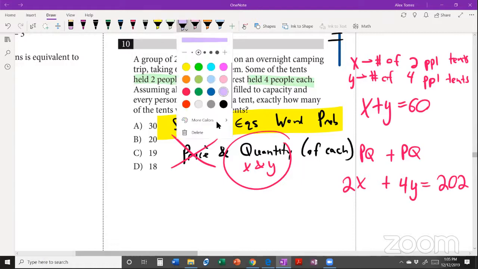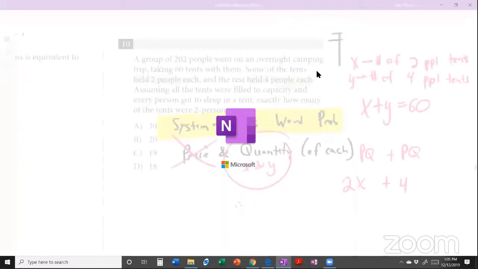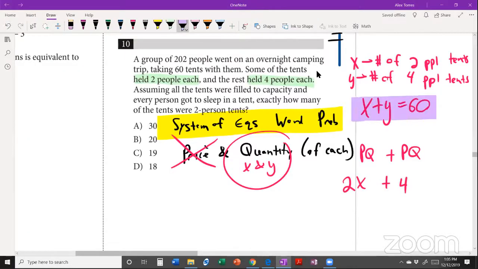So now we've got it down to 2 equations. We have 2 equations and 2 variables. So that's our system of linear equations.